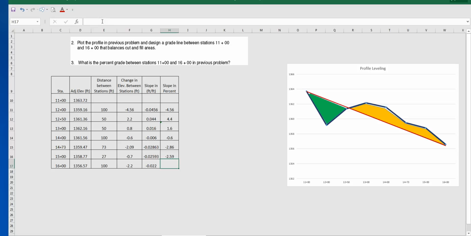Sorry about that. So the next one is the slope in foot per foot multiplied by 100. Okay, so that gives me the slope for each one of these segments, and that's what you'll do for the homework. You'll give me a chart that has the percent slope in there.